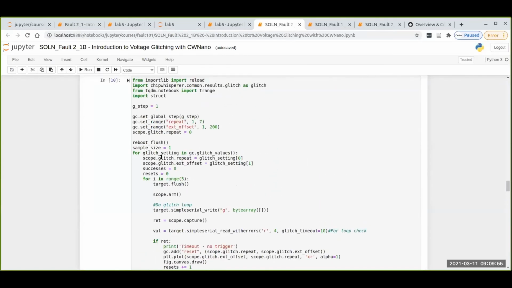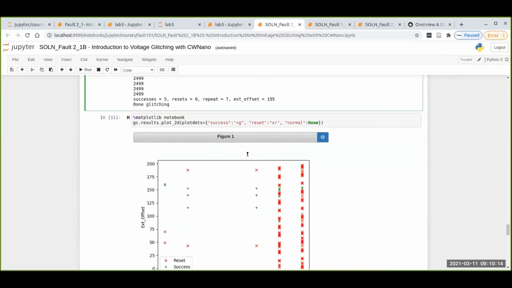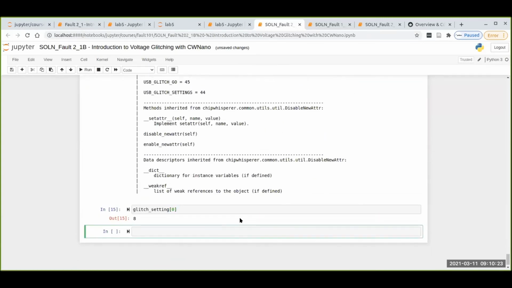So to be clear, you're asking about this right here. Is that correct, Peter? The scope.glitch.repeat equals glitch setting 0. Yeah. I was trying to understand what the plot was doing initially, or what I was seeing on the plot. So first off, what is the glitch setting itself? What is this set to? It's the value of 8.